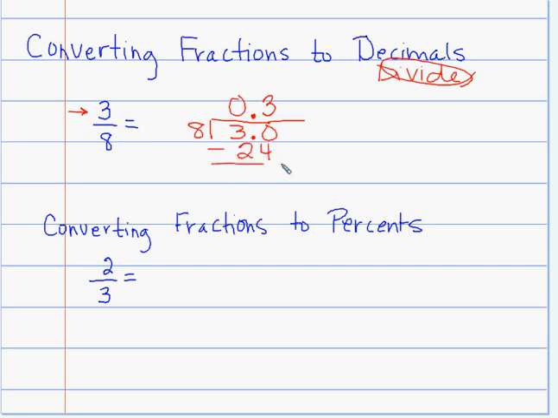24. Subtract, and I get 6. Add a 0. Bring it down. 8 will go into 60, 7 times, 56. Subtract, get a 4. Add another 0. 40, I know that one. 8 times 5 is 40. So the fraction 3/8 is equivalent to the decimal 0.375, 375 thousandths.